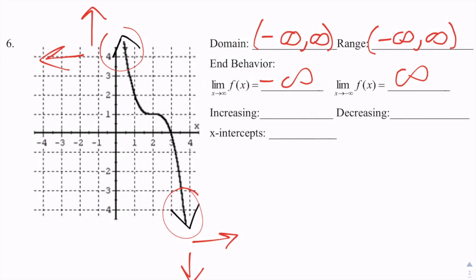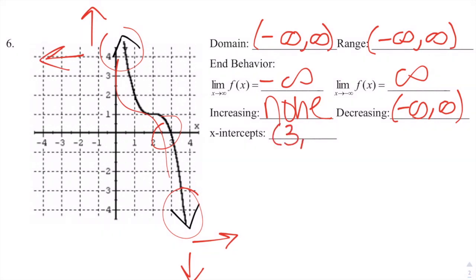Now this is increasing when our slope is positive, and you'll notice our slope is never positive, so it's never increasing. And it's decreasing when our slope is negative, and the slope of this is always negative, and so therefore we can say that it's decreasing from negative infinity to infinity. And the x-intercept would be right here at 3 where it crosses the x-axis, and so that's going to be at 3, 0.